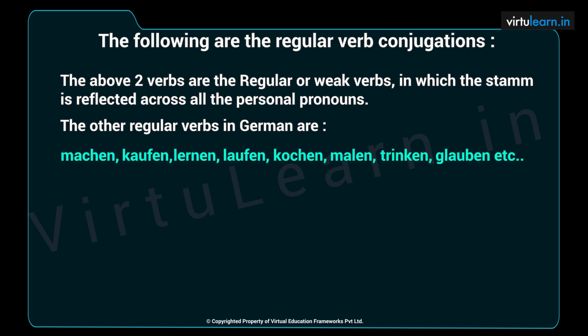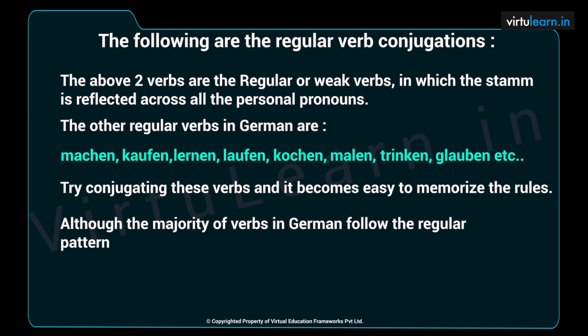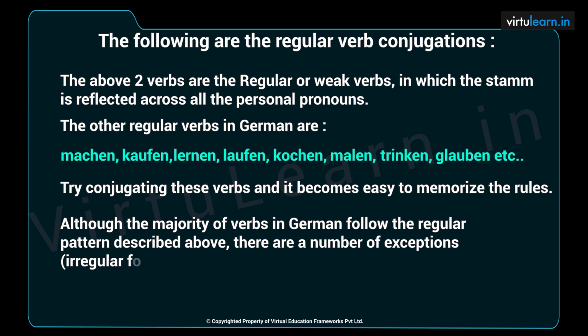There are more than thousands of regular verbs in German. Group up these verbs and try conjugating, and it becomes easy to memorize the rules. Although the majority of verbs in German follow the regular pattern as described above, there are a number of exceptions. That is, you have seen the different types of verb forms: regular, irregular. The above pattern is for regular verbs. In the next session, you'll be learning how to conjugate the irregular verbs.